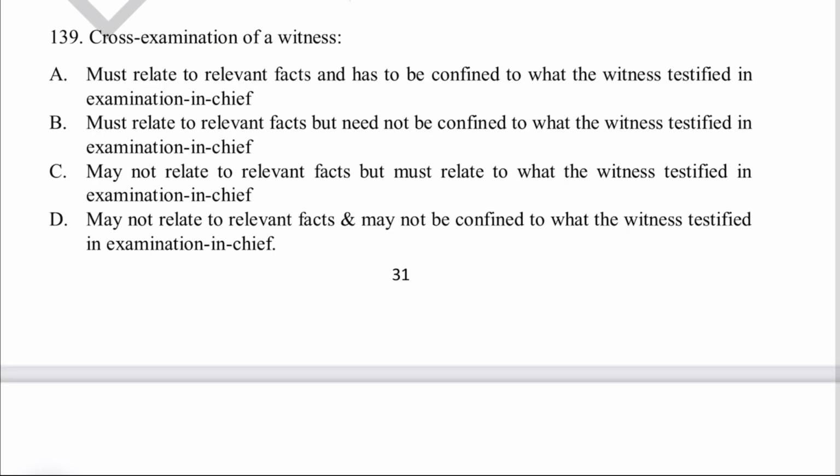Question 139. Cross-examination of a witness must relate to relevant facts and has to be confined to what the witness testified in the examination in chief. And option B is must relate to relevant facts but need not be confined to what the witness testified in examination in chief. Option B is the correct answer.